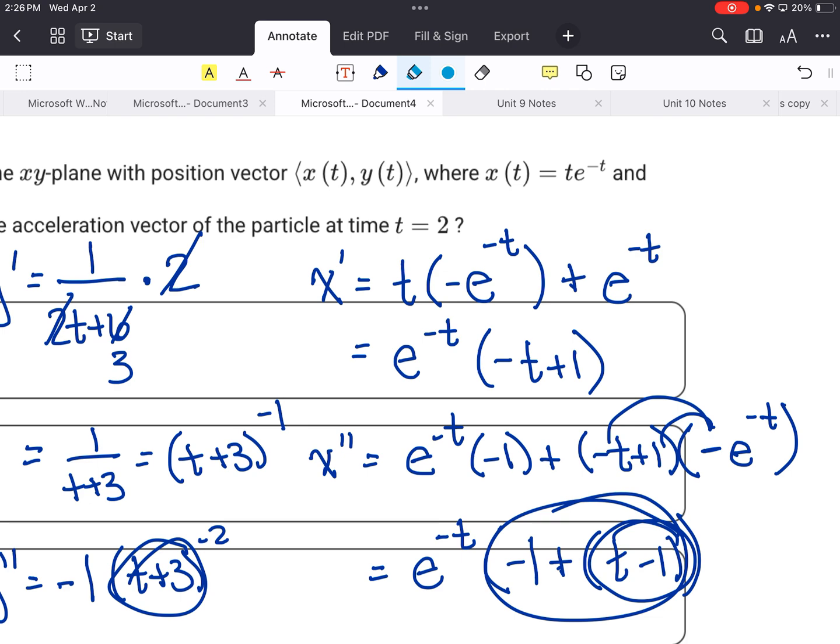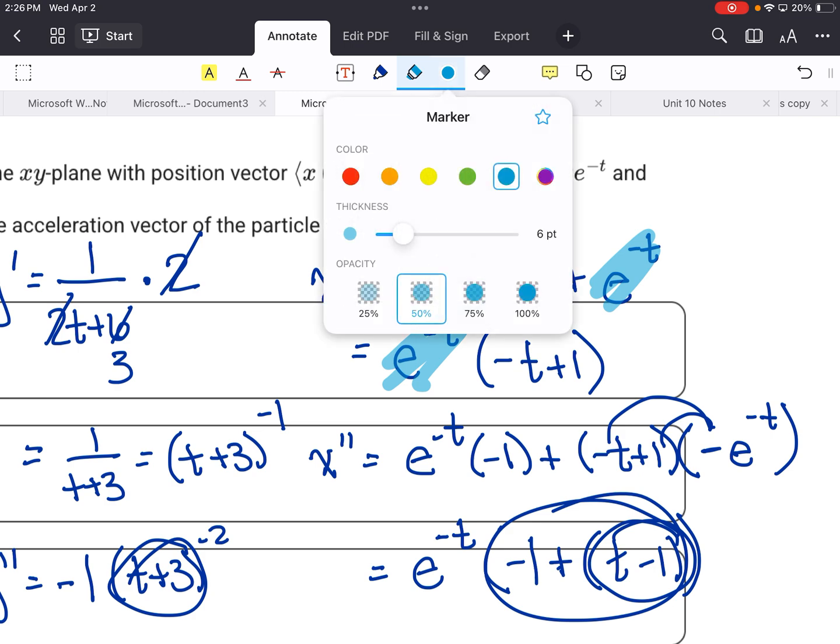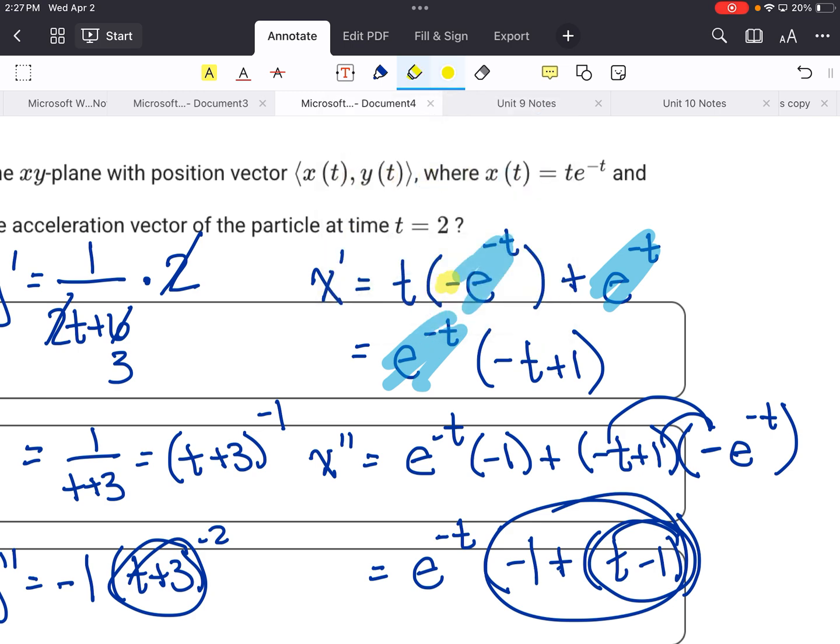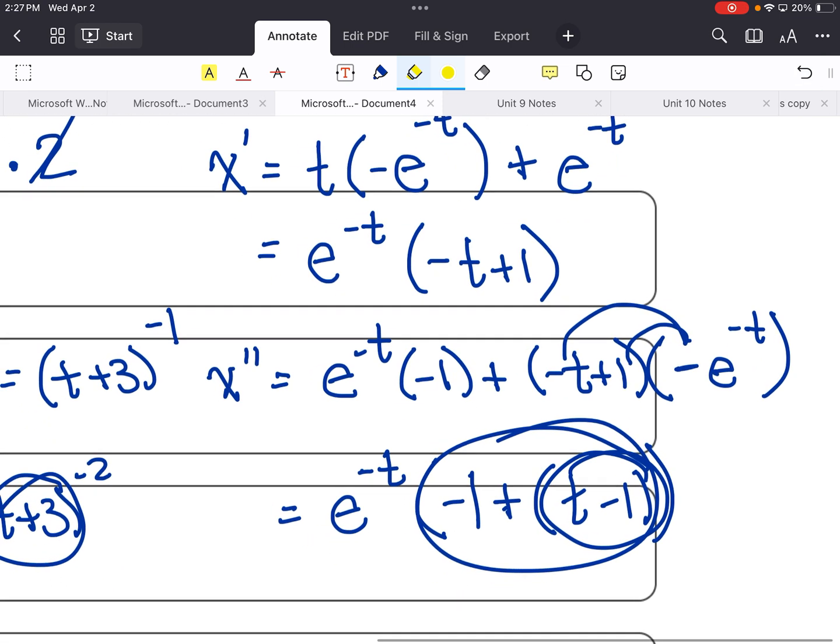But I kind of noticed, hey, both of those have an e to the negative t. So if I were to factor out the e to the negative t, that would leave negative t plus 1. So all of that. You don't have to do that. It's okay if you don't. But I know I'm going to do another derivative, and I just wanted as few parts as possible. So now I did the first times the derivative of the second plus the second times the derivative of the first. And I simplified it, did some algebra.